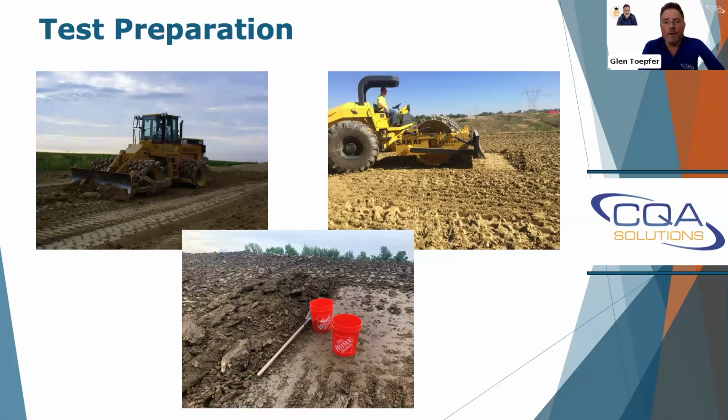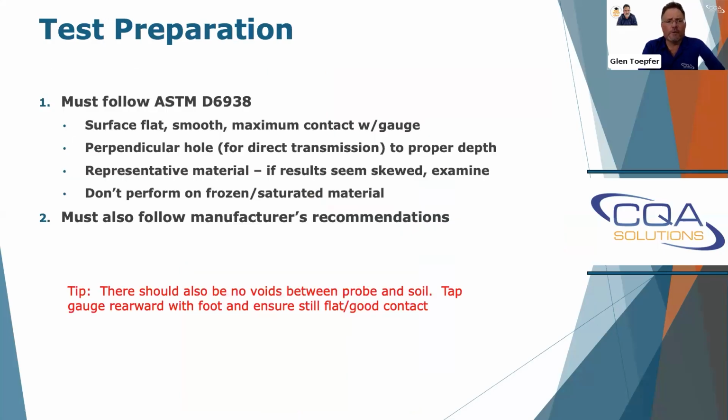Surprisingly, huh? So the test preparation, again, there's ASTM D6938, requires a smooth, flat surface, maximum contact with the gauge, a perpendicular hole when you're doing the direct transmission to the proper depth, which your proper depth typically is not going to be the depth of the test. It's usually going to be a couple inches below that.